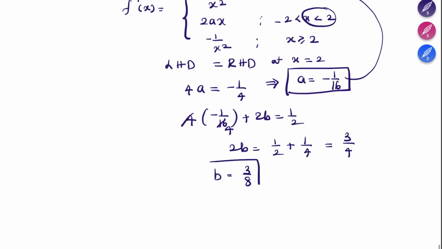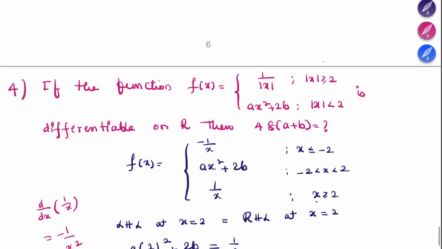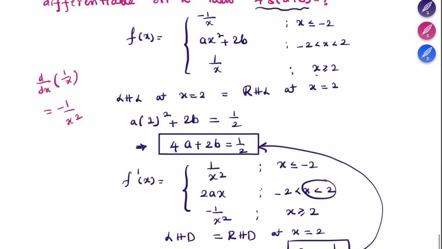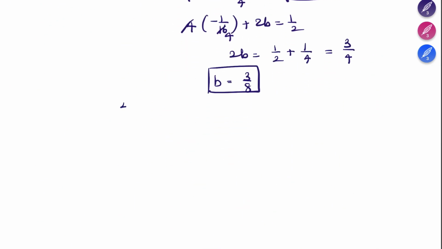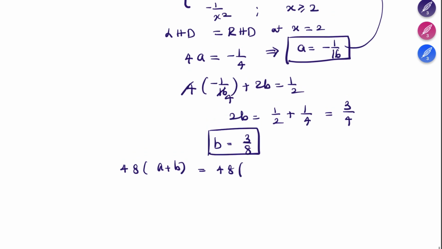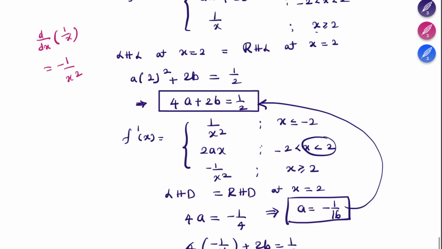Now what is the question? He is asking what is the value of 48 into a plus b. So we got the a value and b value, just a simple calculation now. 48 into a plus b, which is 48 into the a value minus 1 by 16 plus the b value 3 by 8. If you take the LCM 16, you get minus 1 plus 3 twos, right? So 6 minus 1 is 5, 16 threes are 48, 5 threes are 15. So this is the value of 48 into a plus b.